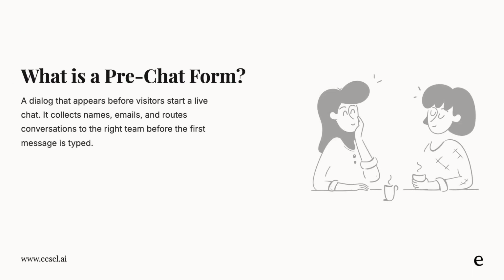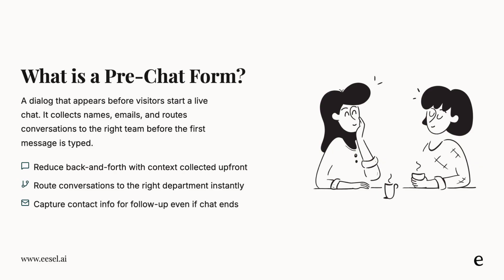A pre-chat form is the dialogue that appears before a live chat begins, collecting names, emails, and routing details so agents already have context before typing a single word. It reduces back and forth, routes conversations to the right department, and captures contact info even if the chat disconnects. And it's only available in Zendesk Web Widget Classic, not the newer messaging widget.